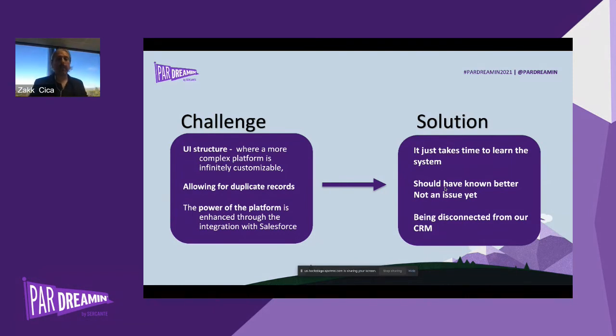The power of Pardot is enhanced through the integration with Salesforce. Again, I'm a firm believer if you're using Salesforce as your CRM, Pardot is the best marketing automation platform to go with it. At the moment, we are disconnected. We're using APIs to send things as we're updating to our new version of Salesforce. But that's when we're going to be able to utilize the reporting, the connected campaigns, the scoring, grading, Einstein, all that kind of stuff.